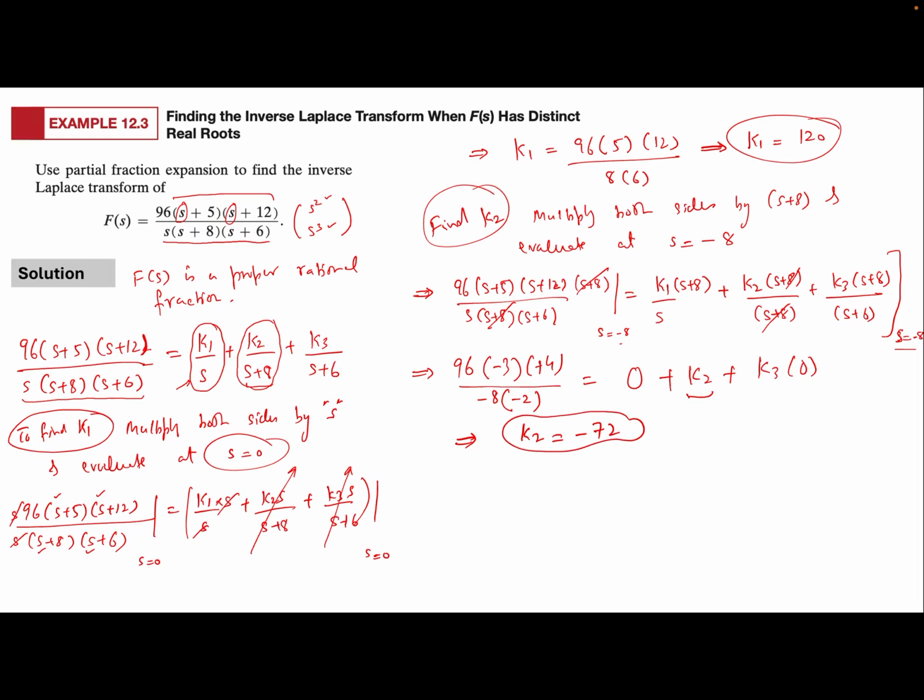Okay, now let's find the value of K3. I'm not going to write it, but you have to multiply both sides.